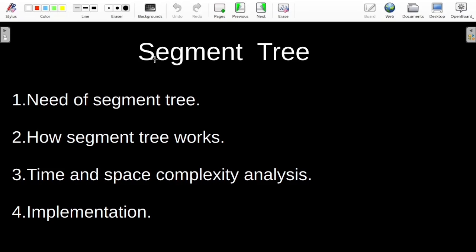In first part, we will learn what is the need of segment tree. In second part, we will understand the working of segment tree. The third part is all about analyzing time and space complexity of different operations which we perform in segment tree, like doing range queries, performing updates, building a segment tree, and in last we will implement it. That is, we will code it simply.